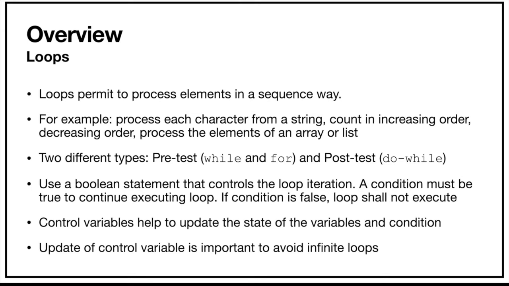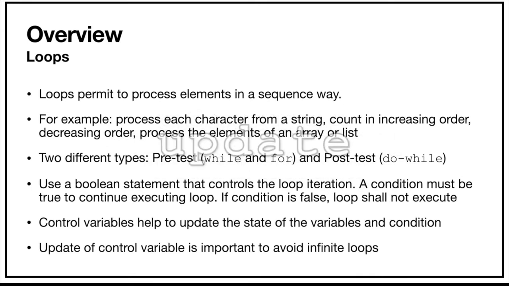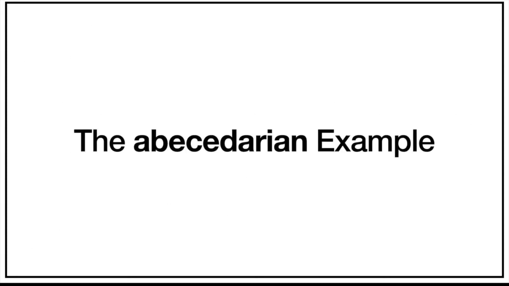Anyway, those three items, the condition, the control variables, and the update of the control variables, are very important to make an effective loop. Today we're going to demonstrate a couple of items with loops and also with strings and characters and eventually methods by using the abecedarian example. This is one of the problems that we have discussed in the past.